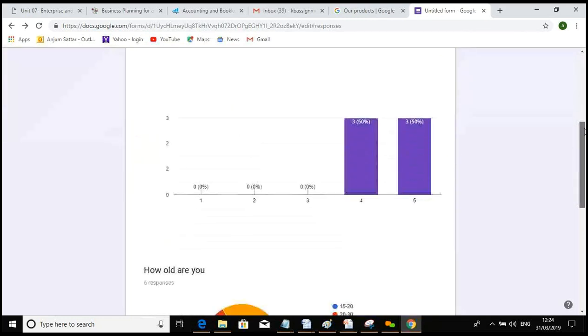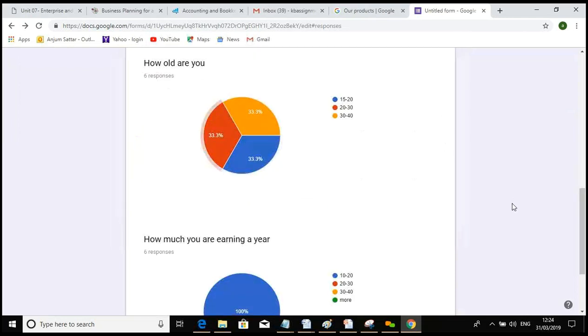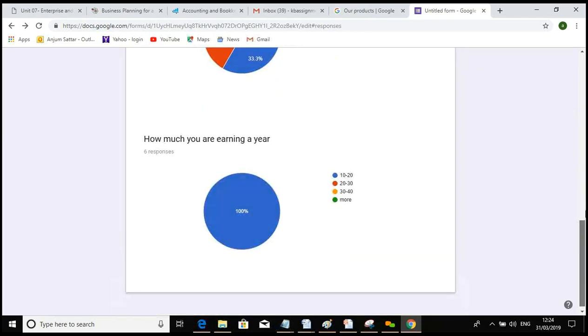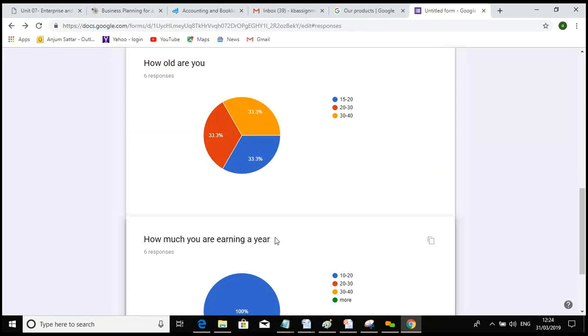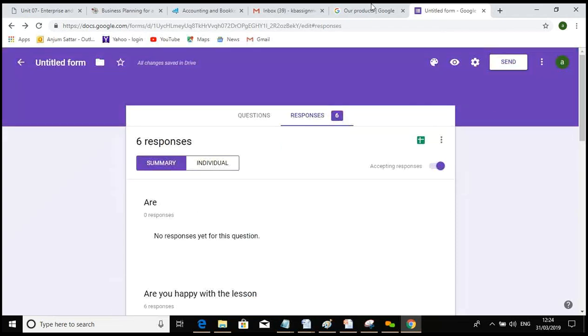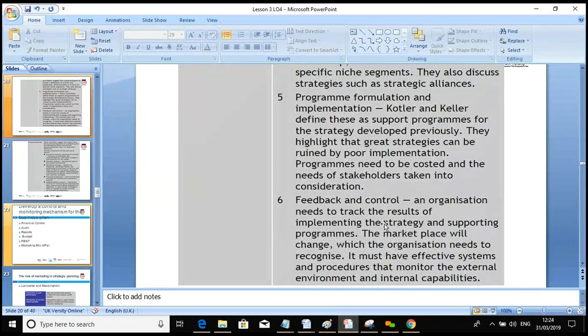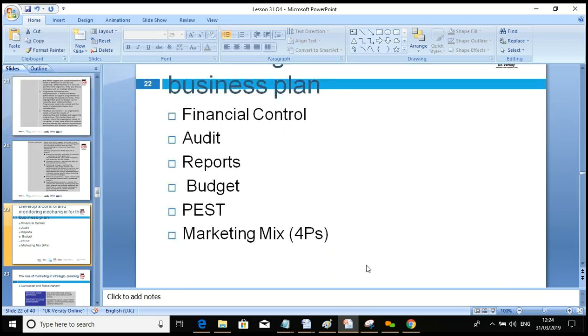So you will see the responses there, and you can find how many people responded. For example, 10 of my clients gave me a response, and out of 10 they are suggesting something new. So we can use that form, and that's really good. It's absolutely free as well. Okay, that's feedback and control. Yes, we can do it through this. Any questions? No.